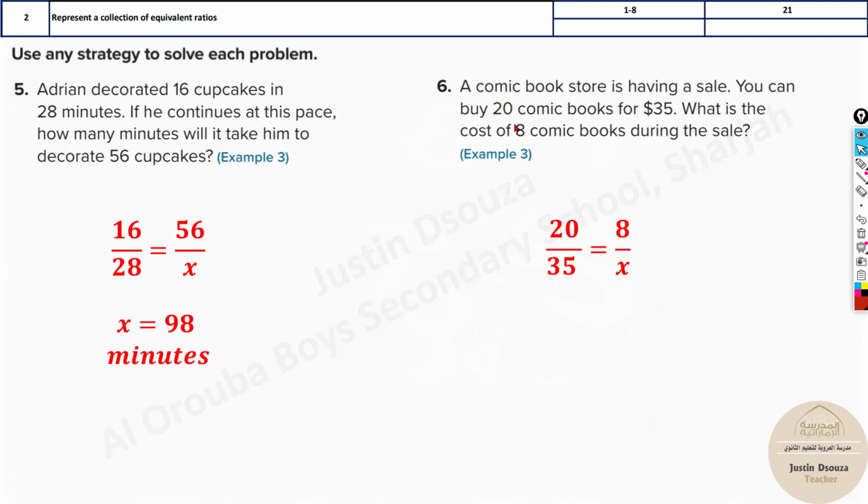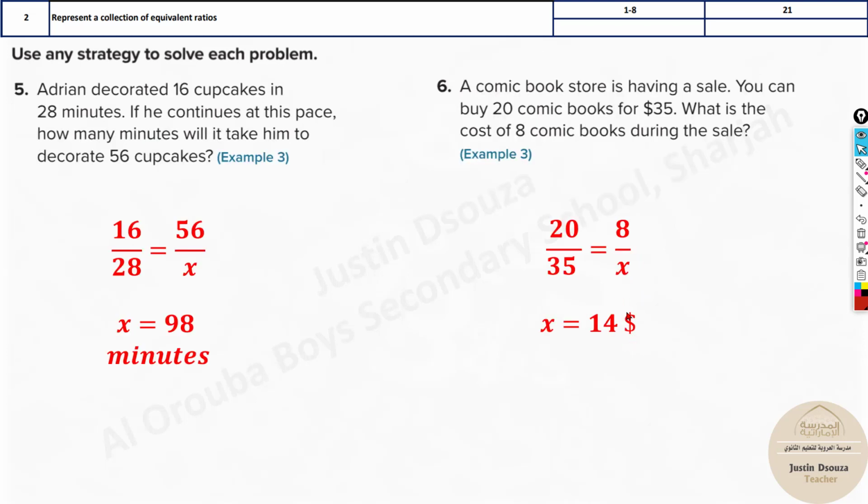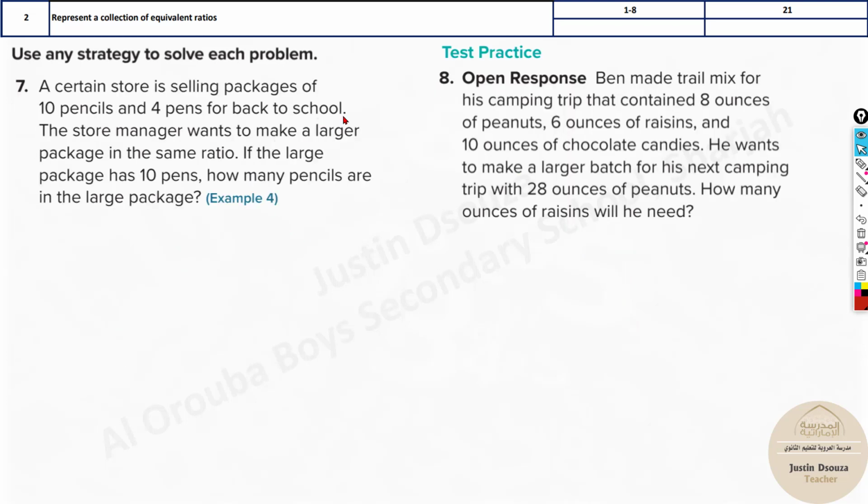Same way over here, comic book, it will be 20 divided by 35. And over here we have 8 by X. Solve it up. All are in dollars now, so it's money. So all are the same method. If you understand one, then everything else will be the same.